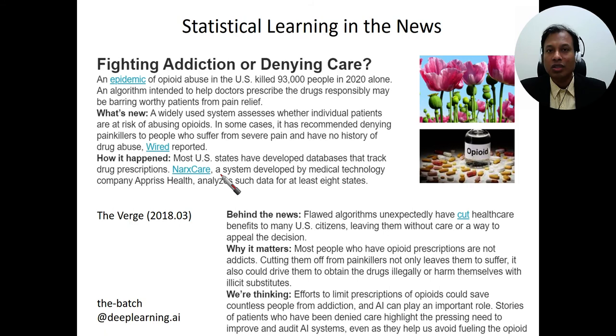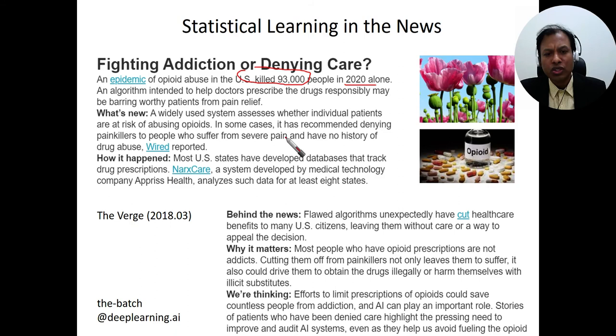That's why these things came into the news, and this news was published on The Verge in 2018. They show that there are so many cases of abuse. For example, in 2020 alone in the USA, almost 100,000 people, 93,000 people, were killed just because they took this important drug as abuse, right?